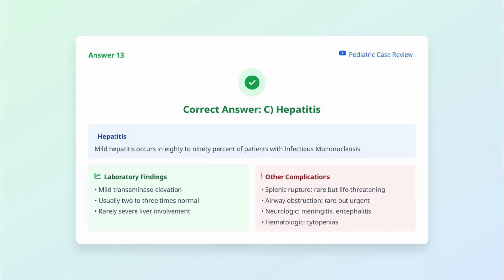While hepatitis is common, other complications are less frequent but potentially more serious. Splenic rupture, although rare at less than 0.5%, is life-threatening and requires immediate intervention. Airway obstruction is also rare but represents a medical emergency. Neurologic complications such as meningitis and encephalitis can occur but are uncommon. Hematologic complications, including cytopenias, may also develop in some patients.